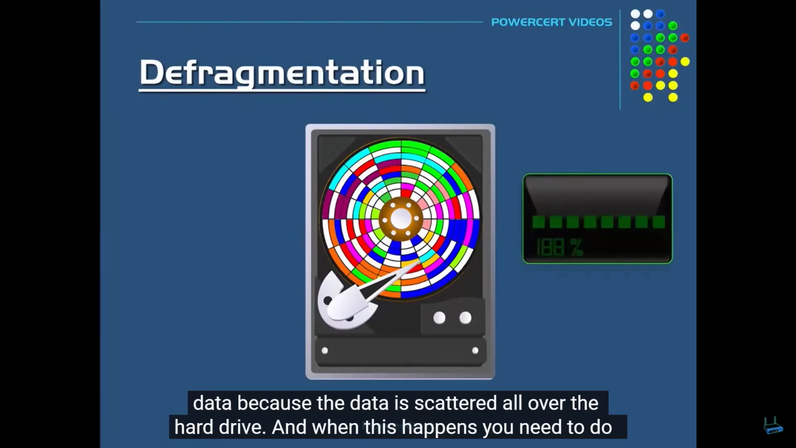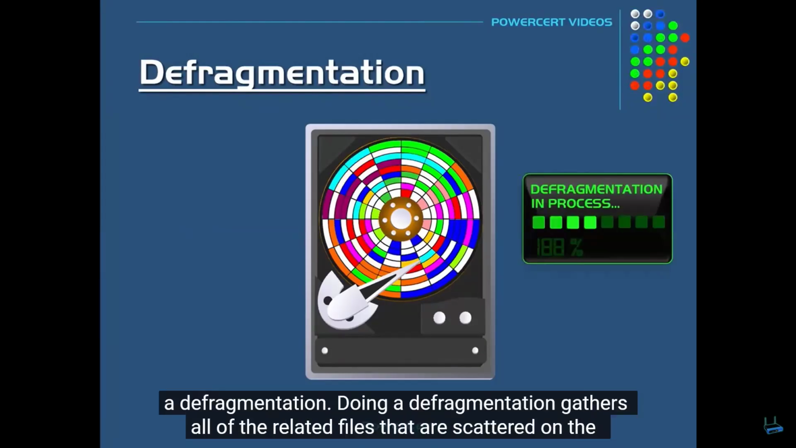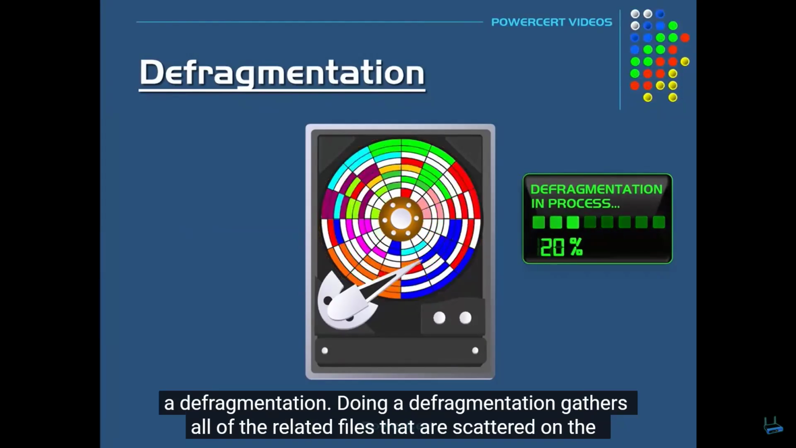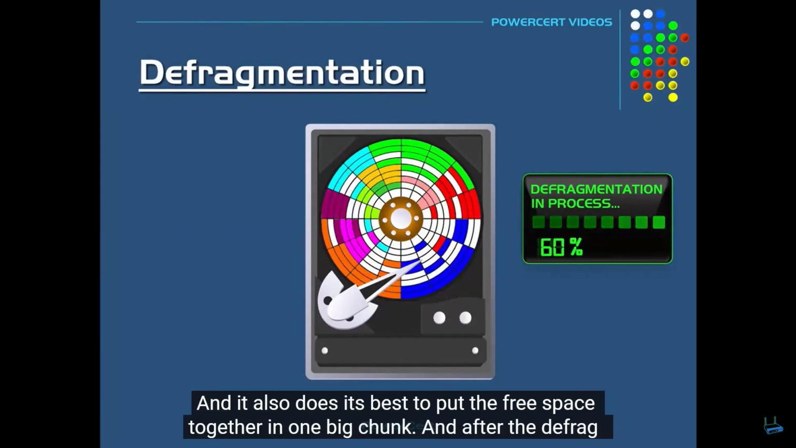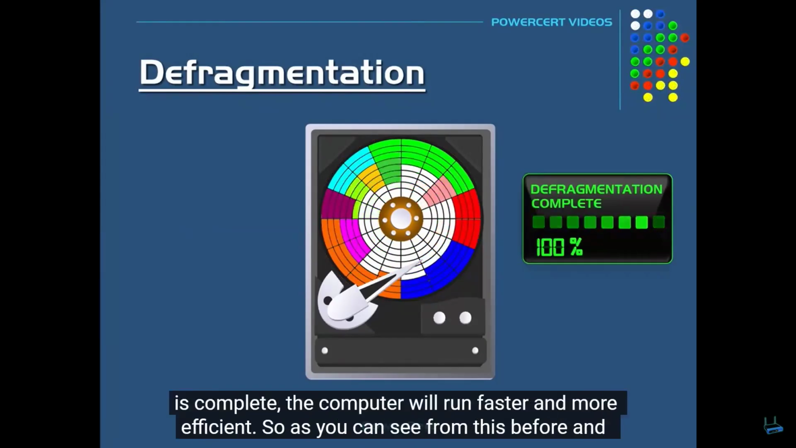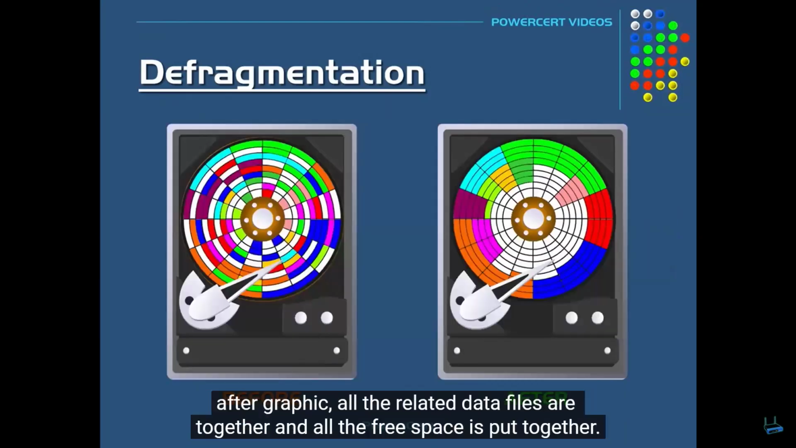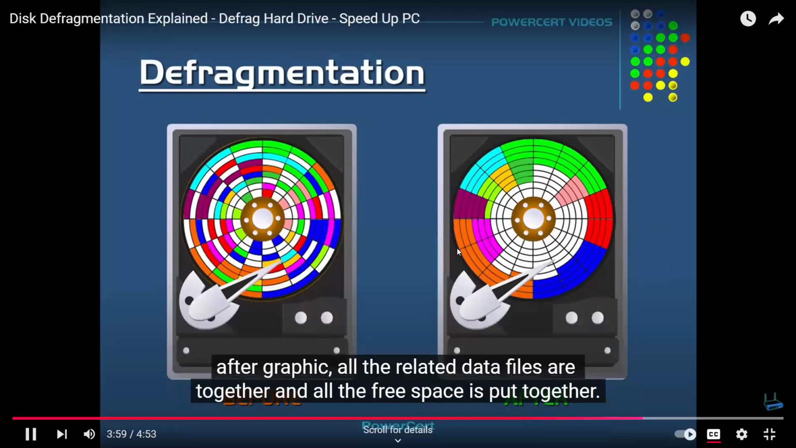And when this happens, you need to do a defragmentation. Doing a defragmentation gathers all of the related files that are scattered on the hard drive and puts them together so that they are in the same physical location on the hard drive. And it also does its best to put the free space together in one big chunk. And after the defrag is complete, the computer will run faster and more efficiently. So as you can see from this before and after graphic, all the related data files are together and all the free space is put together.